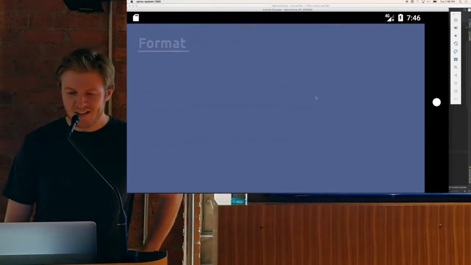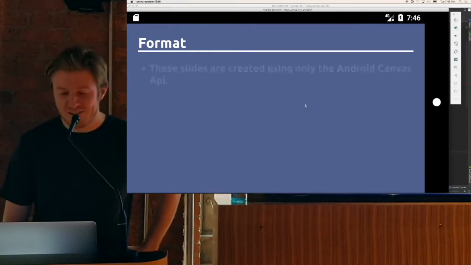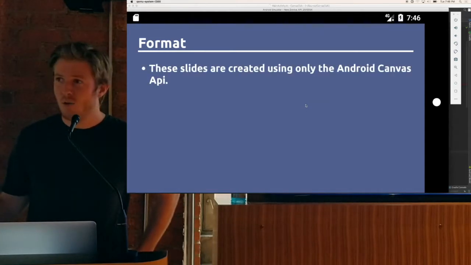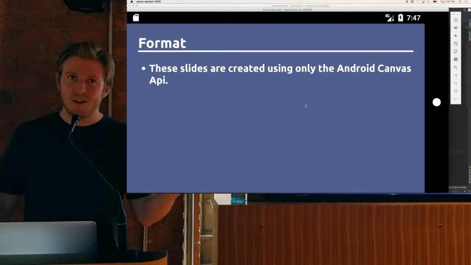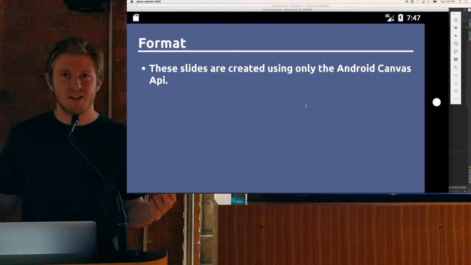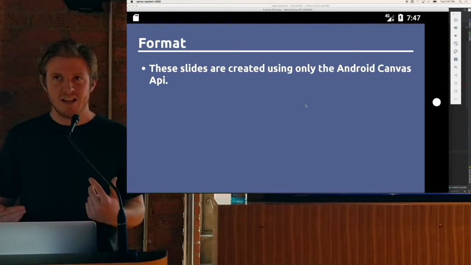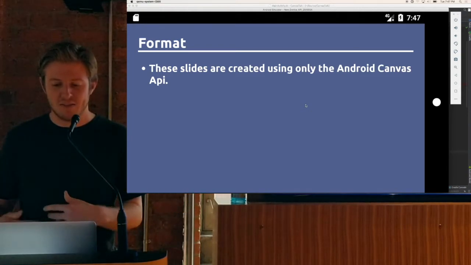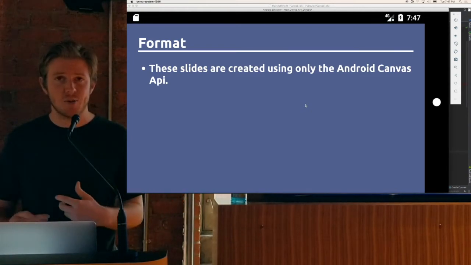Okay. So I've written all my slides using the Canvas API only, partially because I hate myself, but also I kind of wanted it to be a demonstration of things I'm talking about and show that you can actually use this API exclusively, and it can actually do kind of interesting things.